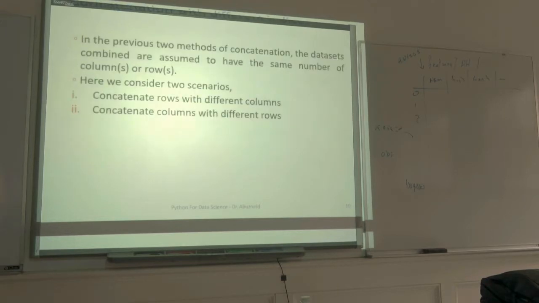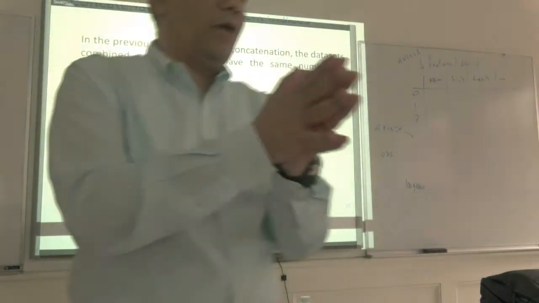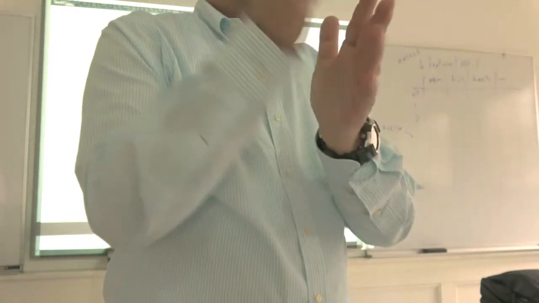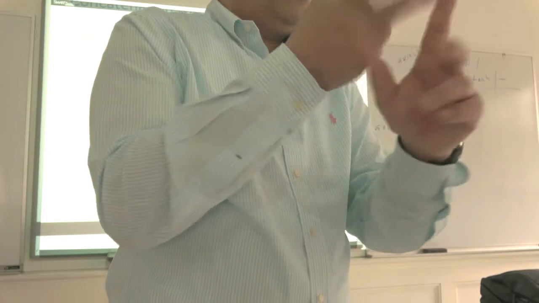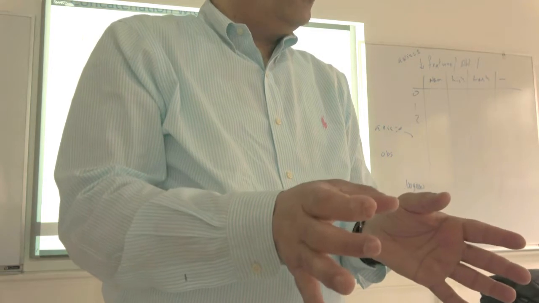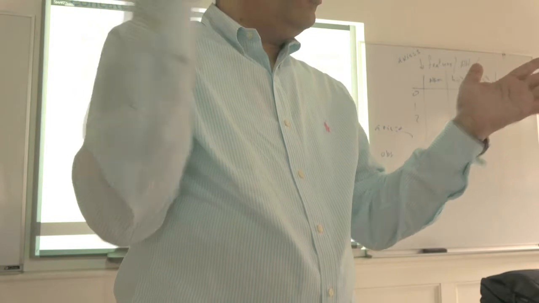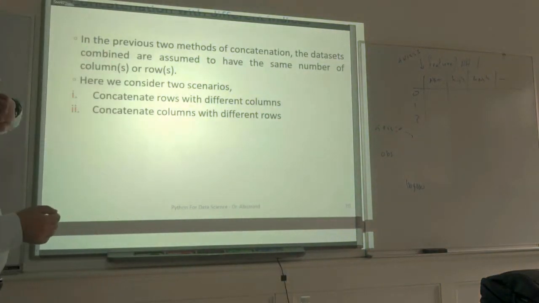So, concatenation with different indices now. We learned how to concatenate whole data frames together. We learned how to add rows to a data frame, 2 ways: using a dictionary and using a one-row data frame. And we learned how to add a column to a data frame using a list and a series. Simple.